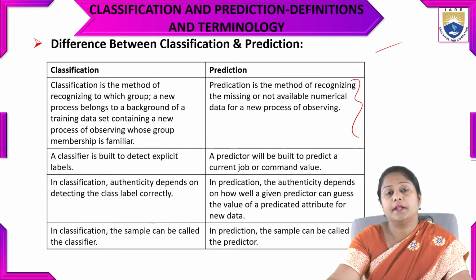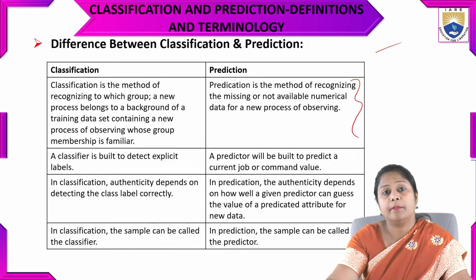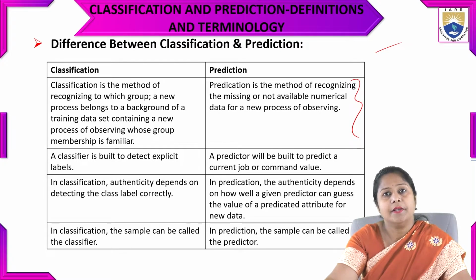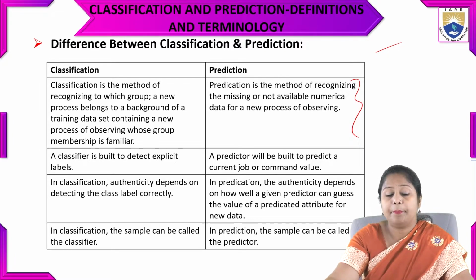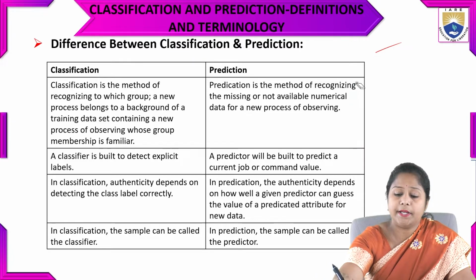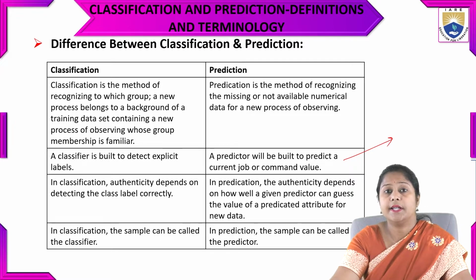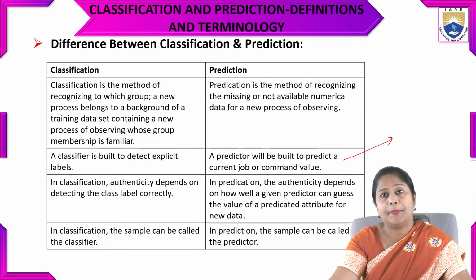So we can predict, like we don't know about that unlabeled data, so we have to know the particular class for that. Now the classifier is built to detect explicit labels. On the other hand, the predictor will be built to predict a current job, or we can say a continuous value. So what is the current job, what is the future role can be. These kinds of predictions and assumptions will be taken care of by the predictor.